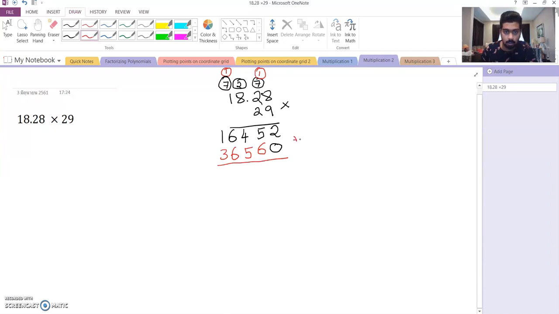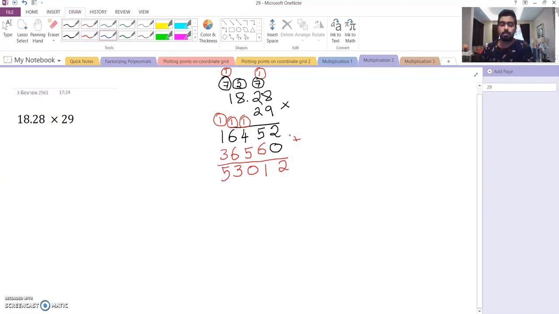Again, now what we do is we add it up. This side we'll have 2. 5 plus 6 is 11. 1 down, 1 carry over. 5 plus 4 is 9. 9 plus 1 is 10. 0 down, 1 carry over. 6 plus 6 is 12. 12 plus 1 is 13. 3 down, 1 carry over. And we have 3 plus 1 is 4. 4 plus 1 is 5.